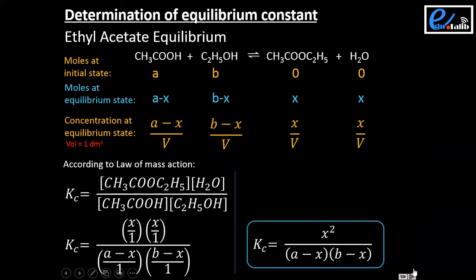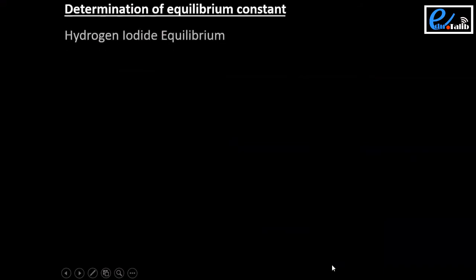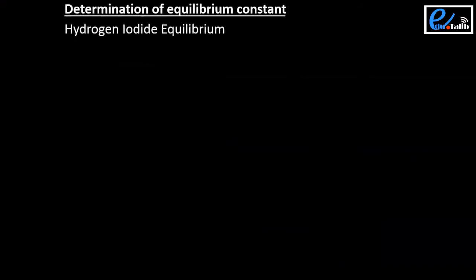Now for the next question we have to proceed with the hydrogen iodide equilibrium. For the hydrogen iodide equilibrium, we have to consider the equation H2 plus I2 giving 2HI. The difference here is that 2 moles of HI are present in the product, but we have to proceed with the same steps.